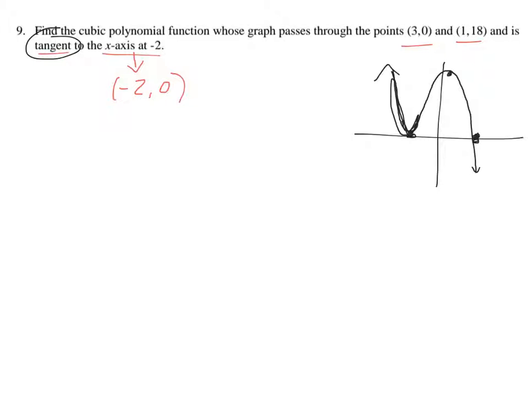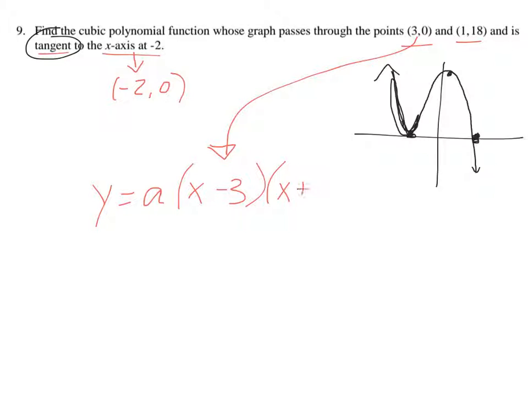So when we write our equation, it's y equals a, because there could be a stretch on this graph, then (x minus 3) for this 0, okay? And then I'm going to have an (x minus -2), which is basically (x plus 2). But because it's tangent there, we're going to have it squared, because we want it to have an even multiplicity so that the graph is tangent.